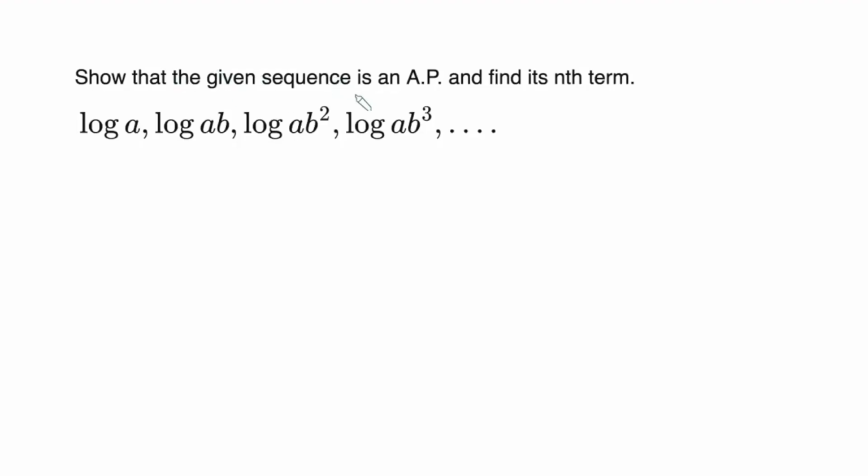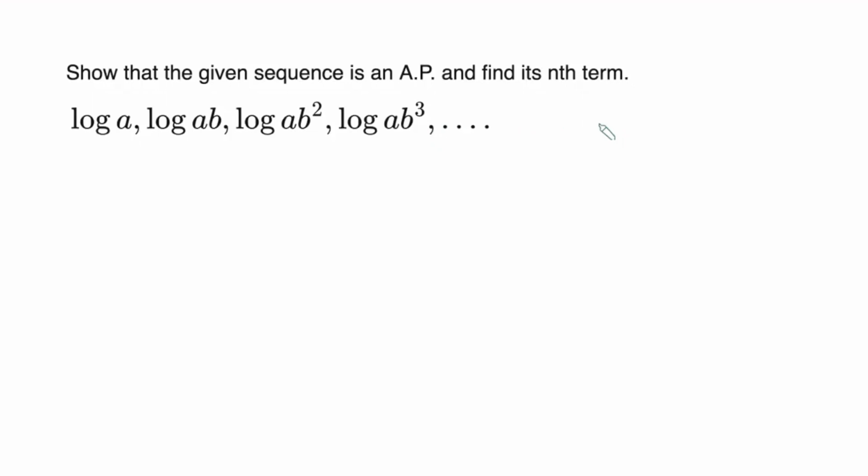Show that the given sequence is an AP and find its nth term. Here, the given sequence is log A, comma, log AB, comma, log AB squared, comma, log AB cube, and so on. Let's recall the definition of an AP. A sequence is called an AP if it increases or decreases by a fixed number.